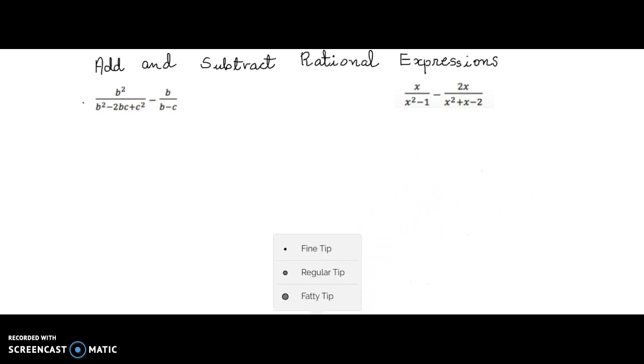Now, what if we have a fraction where the denominators are not the same? What do we do? So if we have 4/5 plus 3/2. Since the denominators are not the same, we can't just gather the numerators together and add them up. In order to add, we have to make the denominators the same.